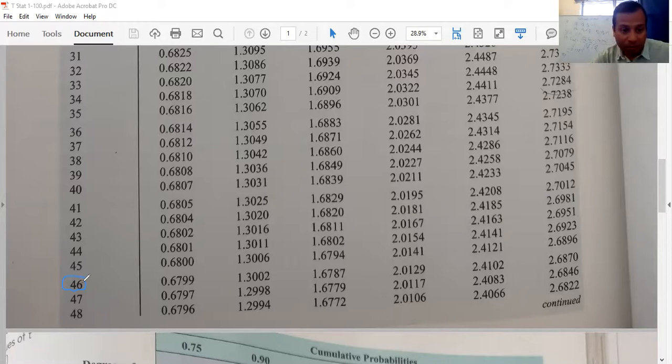Sorry, is this table in Moodle? Yes, this table is on Moodle under the announcement. Okay, thanks.